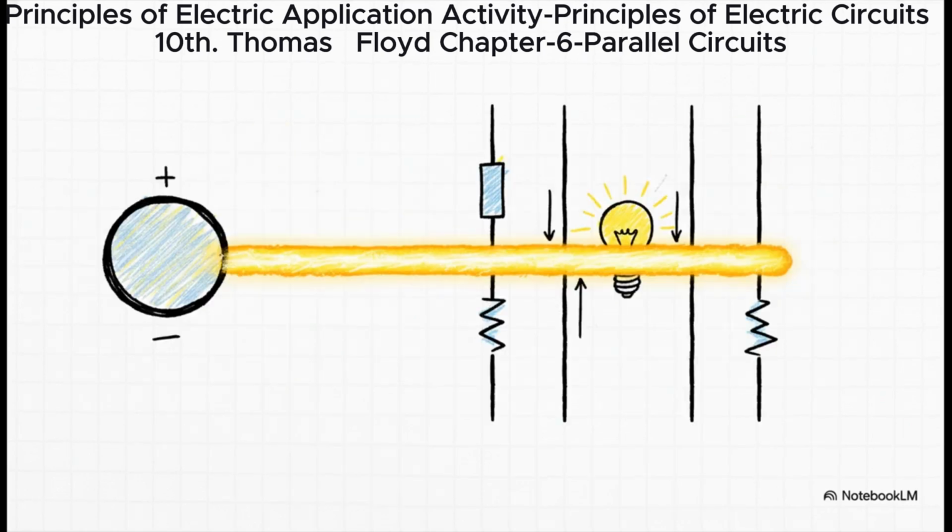So, after all these examples and all these diagrams, it really just boils down to this one simple, unwavering truth. The voltage across every single branch of a parallel circuit is always equal.